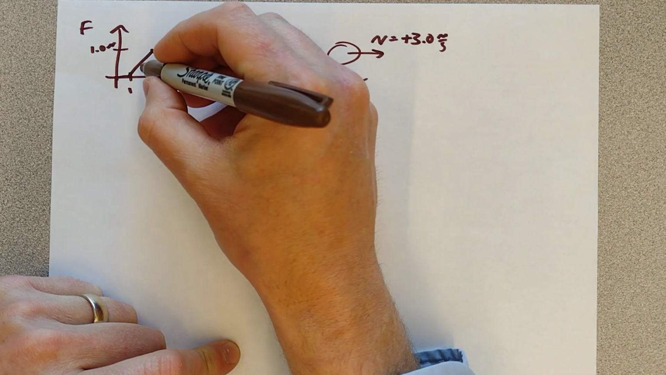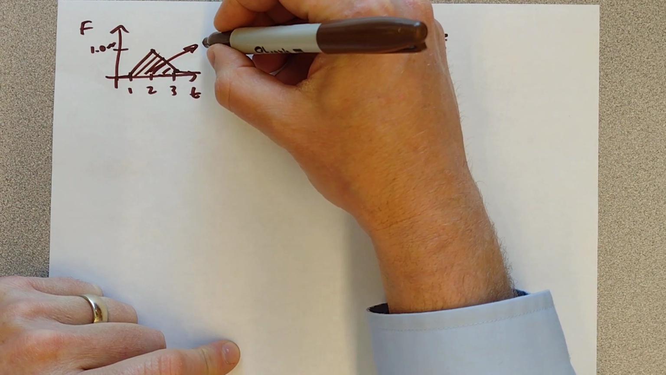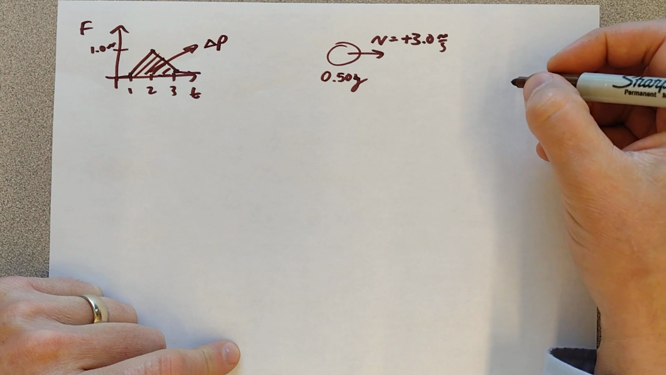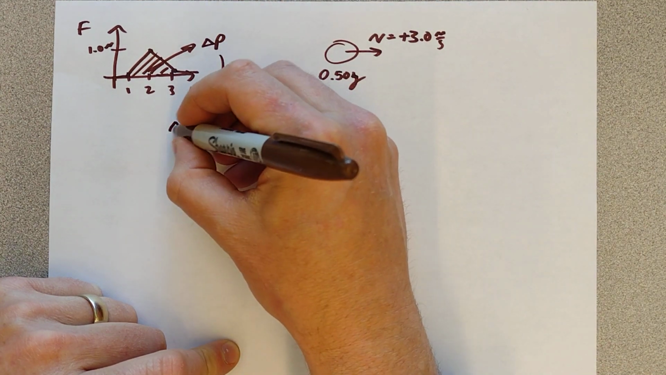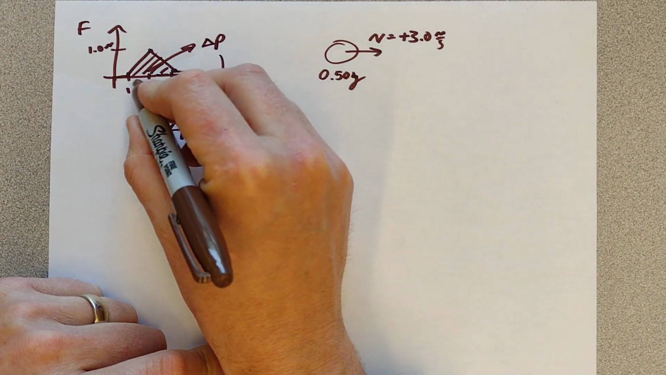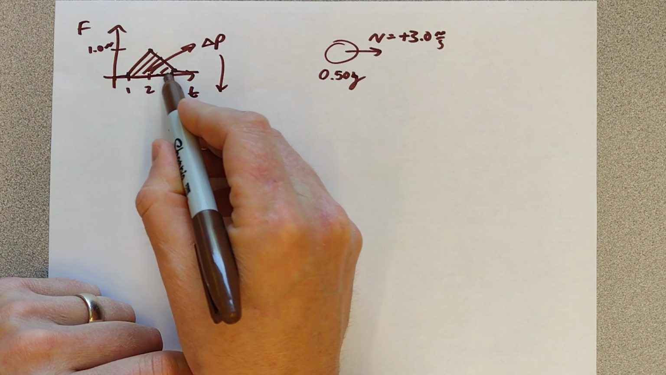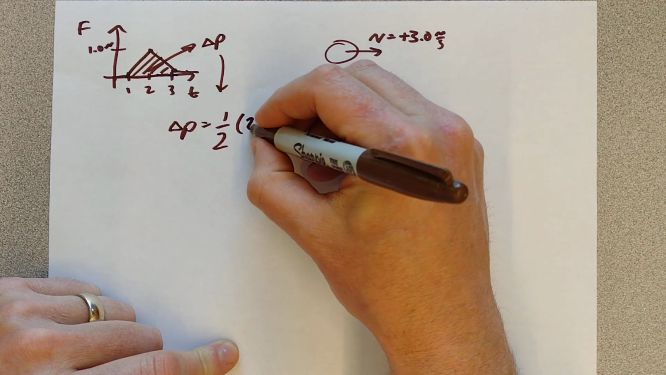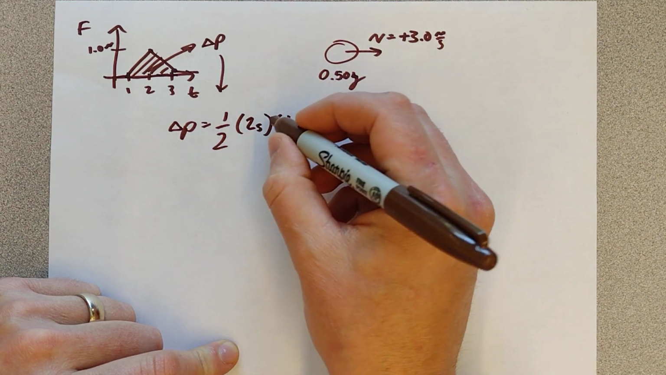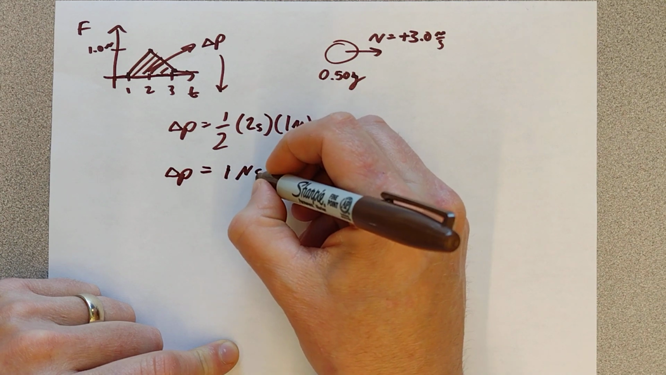All right, so impulse in this case is the area under the graph. So the change in momentum, or the impulse, is the area under the graph. So if we do that calculation, the change in momentum, or the impulse, is going to be 1/2 of the base here, which is actually only 2 seconds. The base is however wide this triangle is, so it's 2 seconds, times the height, which is 1 newton. 1/2 times 2, you get a change in momentum of 1 newton second.